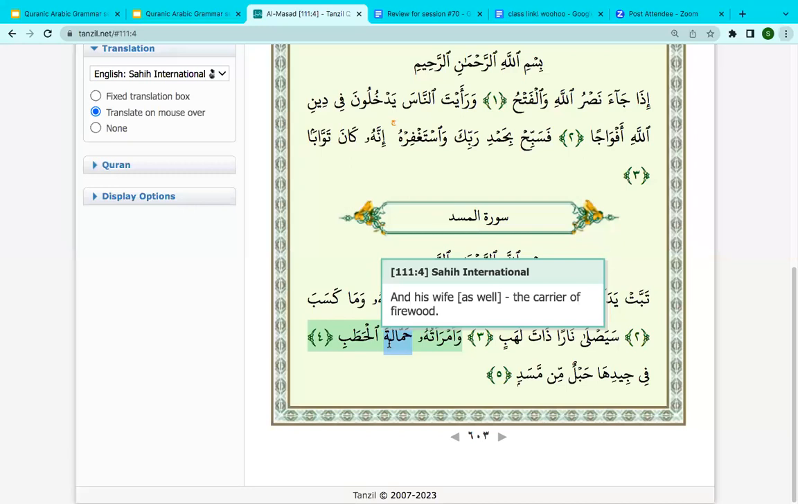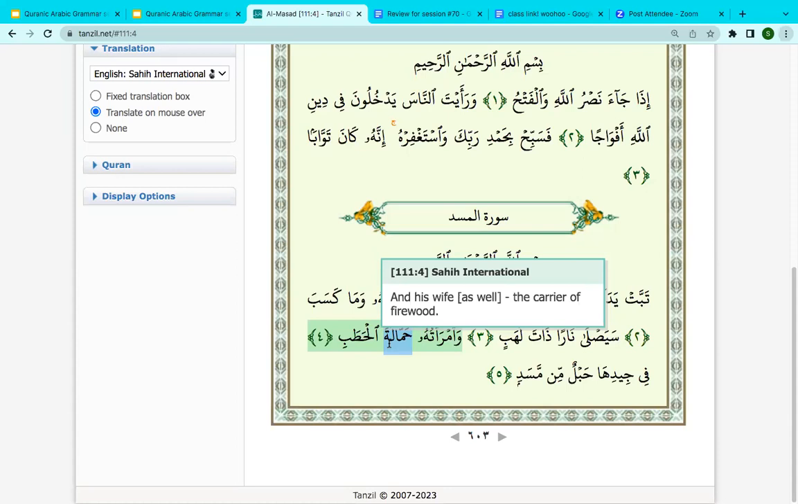So hammalata, what can this be for a beginner? And I'm very clear in this. This may not be the accurate i'rab for this word, but for now I have to keep it simple, and I have to just do it this way. Inshallah, in future I will tell you the exact grammar of that, but for now just think of it as I'm telling you. What is carrier of firewood? A woman carrying something. What is it describing? What is it answering? This hamalat al-hatab.